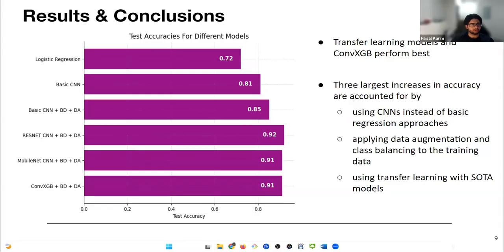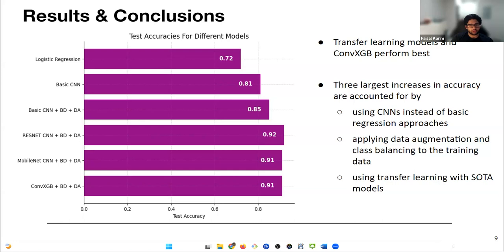All right, so on to our results and conclusions. So these are different test accuracies for the different models that we had. And one thing we noticed is that the transfer learning models and the conv-XGB model worked the best. So we had the highest accuracies of 0.92, 0.91, and 0.91.